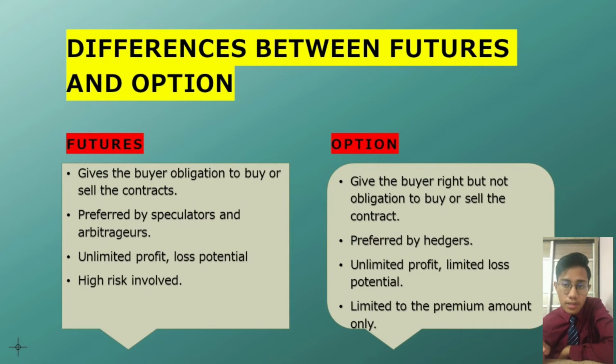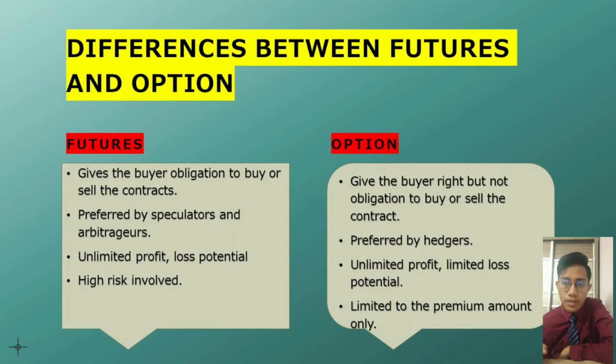Futures contracts are preferred by speculators and arbitrageurs, while options are preferred just by hedgers. In terms of profit, a futures contract has unlimited profit but also unlimited loss potential, meaning it is exposed to loss. But an option contract has unlimited profit and limited loss potential.